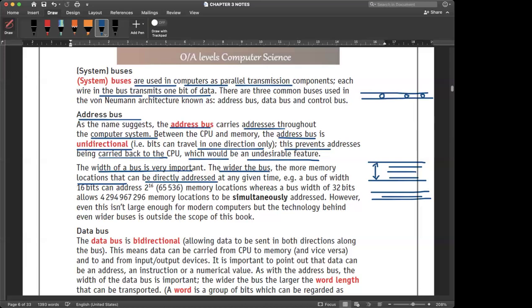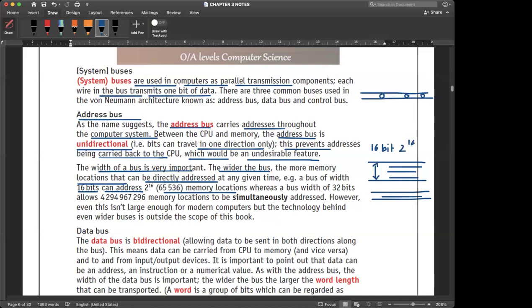Width means the broad. If you have a broad width of a bus, the bus can send more data. And if the size of the bus is not wider, it means less data will be sent, right? So a bus of width 16 bits can address 2 power 16 memory locations. So if you are using a bus with 16 bits, the computer would take that as 2 power 16.